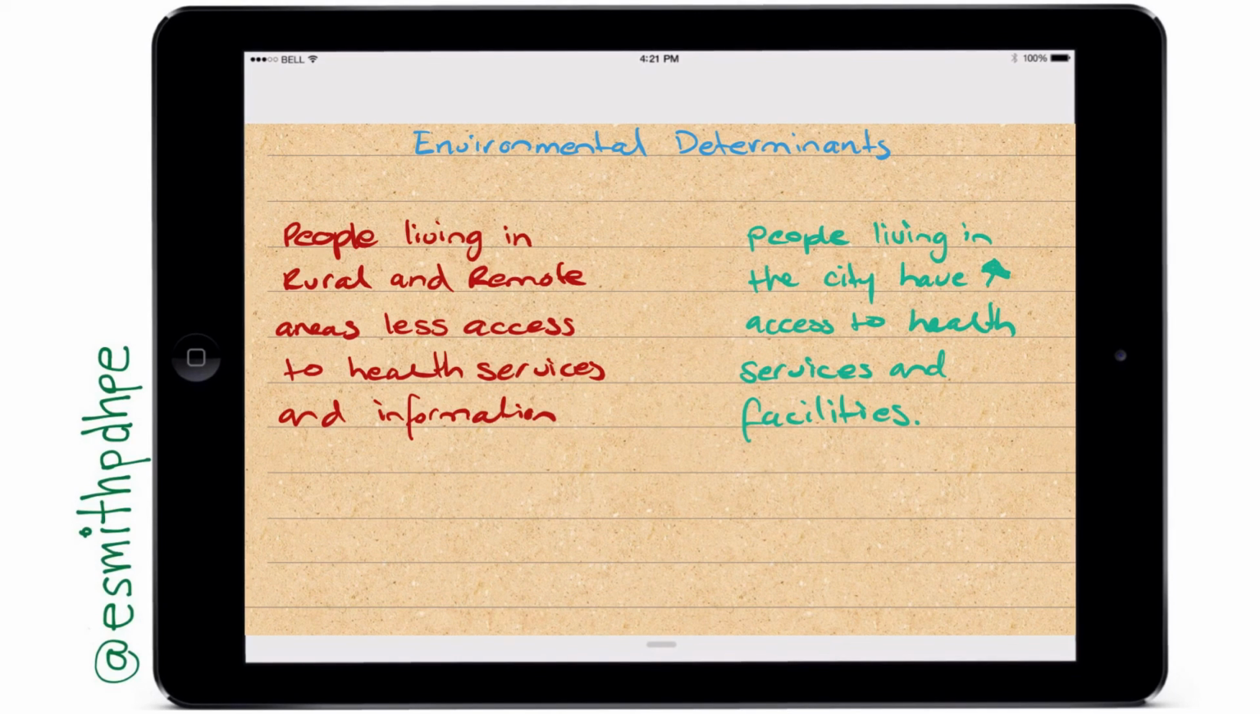Finally, moving on to the environmental determinants, people living in rural and remote areas are less likely to access health services and information. And this is obviously in stark contrast to people who live in the city, who have increased access to health services and facilities. So they are more likely to get regular checkups to check cholesterol levels or to have scans and tests done to test the quality of their heart.